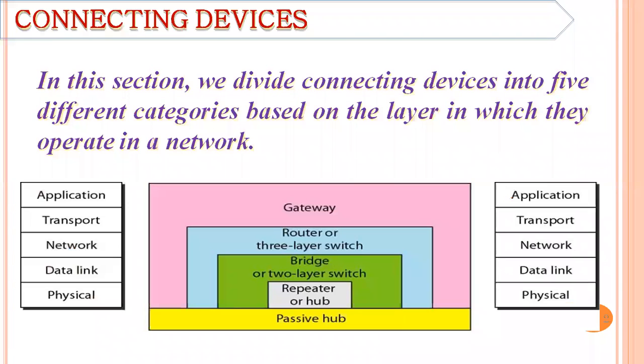In this section, we divide connecting devices into 5 different categories based on the layer in which they operate in the network. For the application layer, there is a gateway, and for the transport layer, the routers or a 3-layer switch. For the network layer, there is a bridge or 2-layer switch. On the data link layer, we have repeater or hub, and for physical, we have passive hub. So basically, we have two main things in this, that hub and switch.